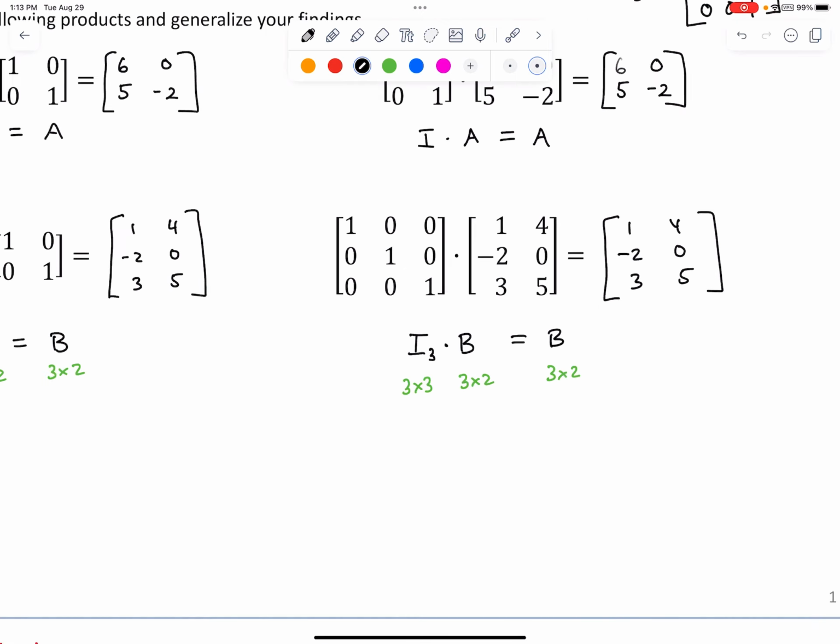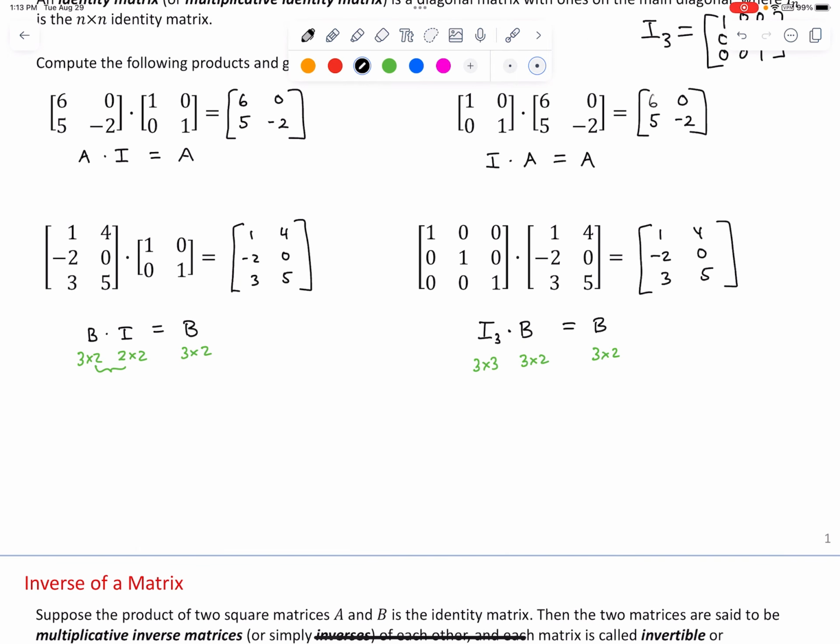So it didn't matter what side I put the identity matrix on. The size of the identity matrix did matter depending on what side of the matrix B we placed the identity. But in general, if you have a matrix A and you multiply it by an appropriately sized identity matrix, you will always get A. And if you have an appropriately sized identity matrix on the left and multiply by any matrix A, you will always get A still. Okay, let's go to the next page.